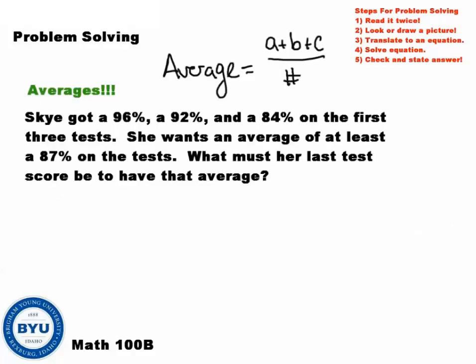Okay, so your turn to try an average problem. Here we have Sky, who got a 96%, a 92%, and an 84% on the first 3 tests. She has one last test, and she wants to get the average on her tests to be at least an 87%. What must her last test score be to guarantee that she has that average?